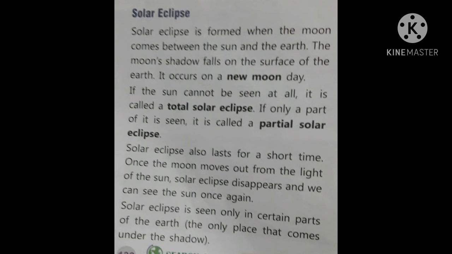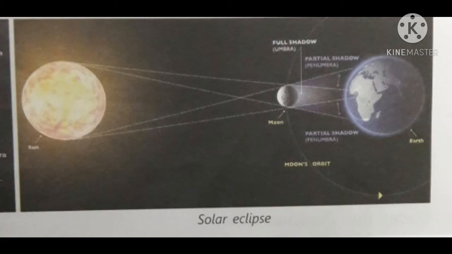A solar eclipse also lasts for a short time. Once the Moon moves out from the light of the Sun, the solar eclipse disappears and we can see the Sun once again. A solar eclipse is seen only in certain parts of the Earth, the only place that comes under the shadow. Children, here you are seeing a picture of a solar eclipse.